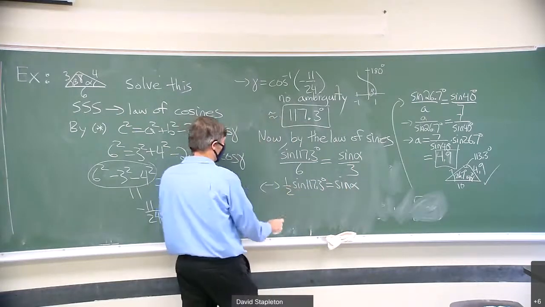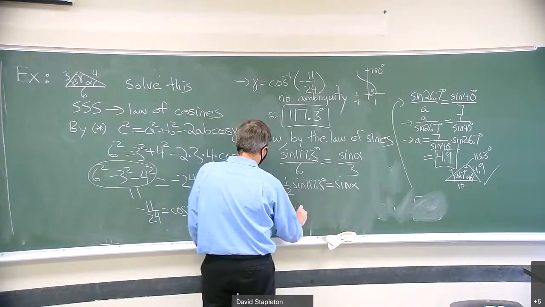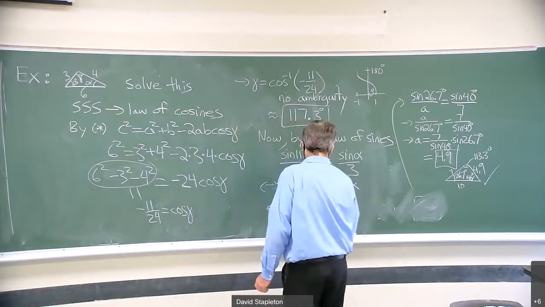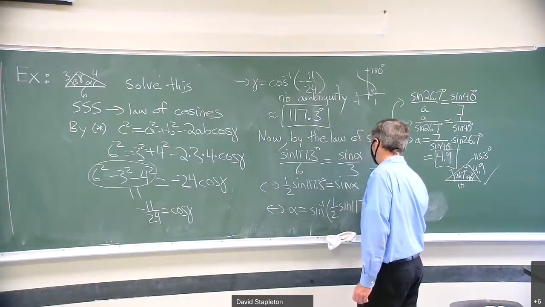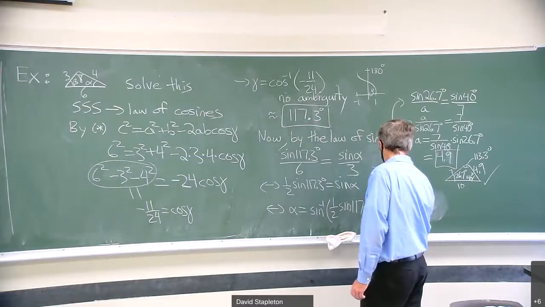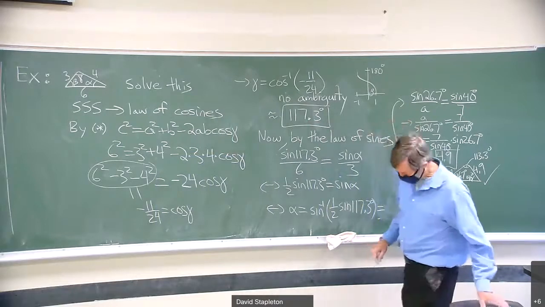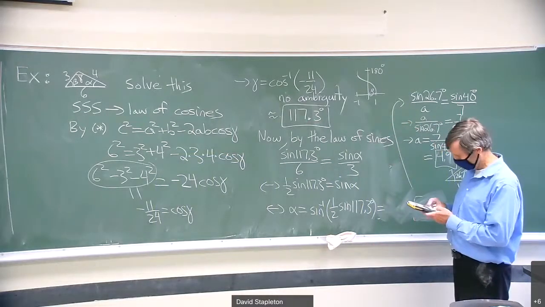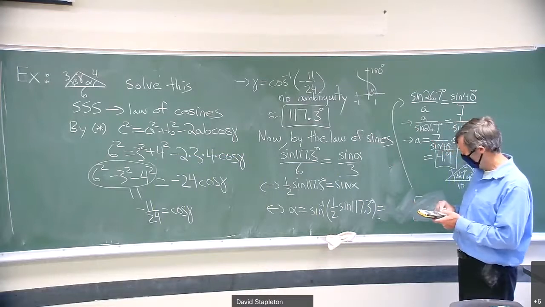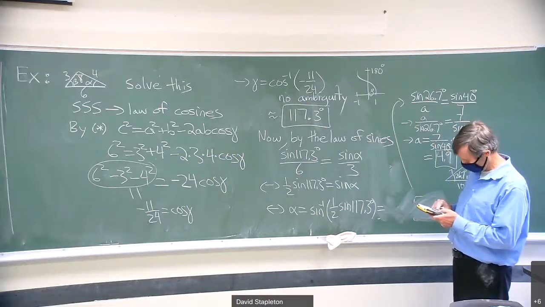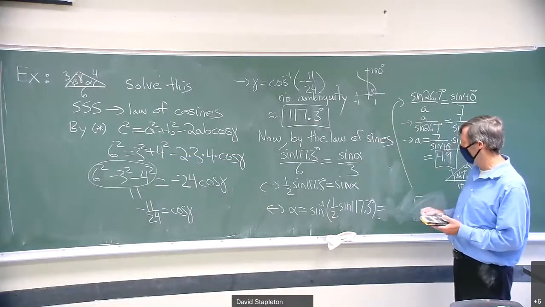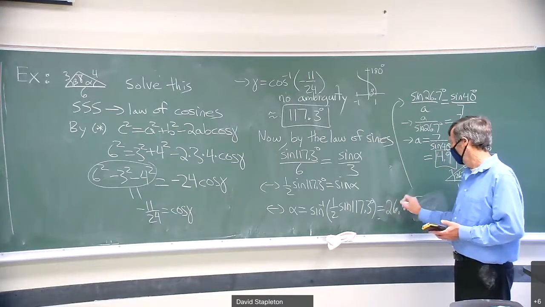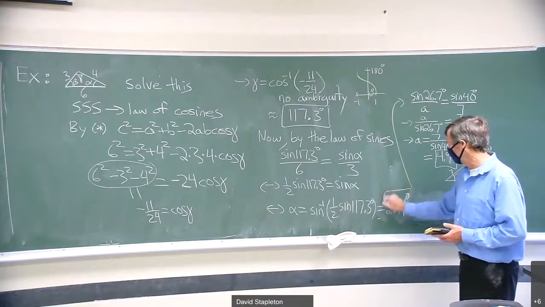If sine alpha is this number, then alpha could be the inverse sine of that. Inverse sine of 1/2 sine 117.3 degrees. Let's see what I can get out of that. Inverse sine of 0.5 times sine 117.3, and I get 26.4 degrees. There's my second angle.